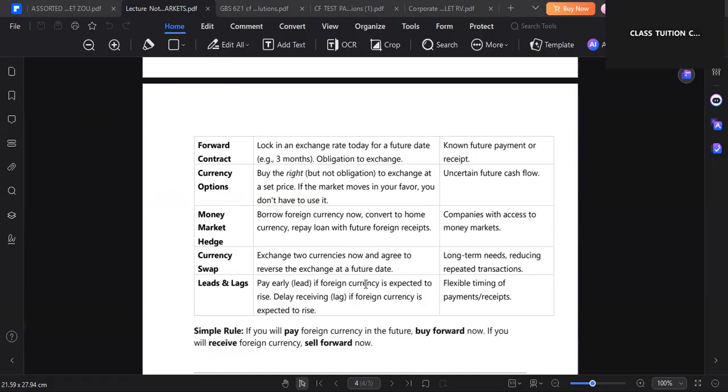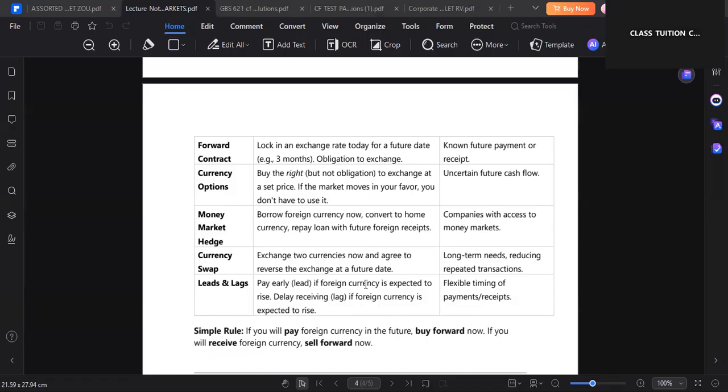We also looked at the money market hedge. You borrow now and you repay with a future receipt. When does it work best? When you have access to the money markets. The swap, how does it work? You exchange and reverse later. When does it work best? When you have long-term foreign cash flows. Lead or lag: you pay early or delay receipt. When does it work best? When you have flexible payment terms.